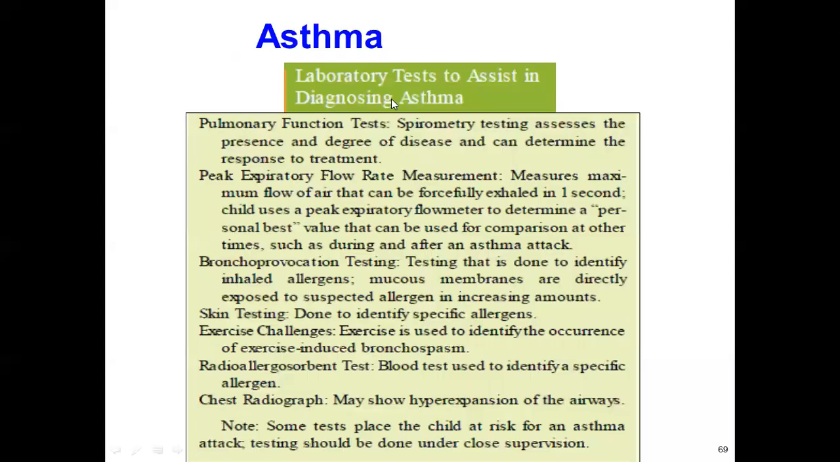Now, here are the laboratory tests to assist in diagnosing asthma. Pulmonary function tests: we use spirometric testing, also peak expiratory flow rate measurement, or bronchoprovocation testing, or exercise challenge test. Chest radiography may show hyperexpansion of the airway.